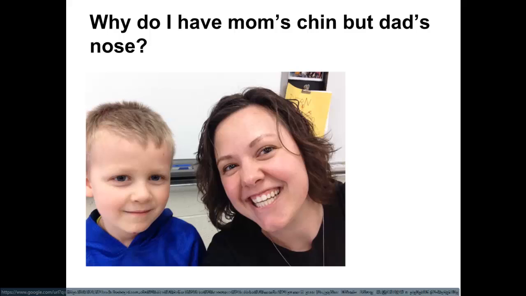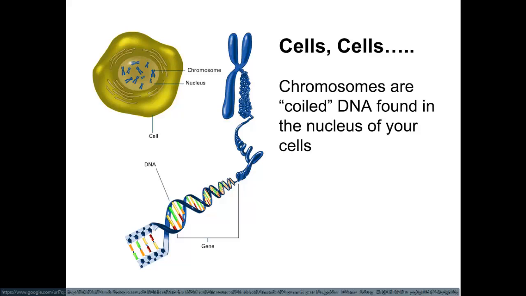Alright, so many of you probably have wondered, why do you have your mom's eyes or your dad's ears? In this case, Ty happens to have mom's chin and dad's nose. But the question is, why? And so it all comes down to what we're going to be talking about, and this should be a little bit of a review. It comes down to our cells. Yes, we're still talking about the cells, but we're specifically talking about the nucleus of the cell.